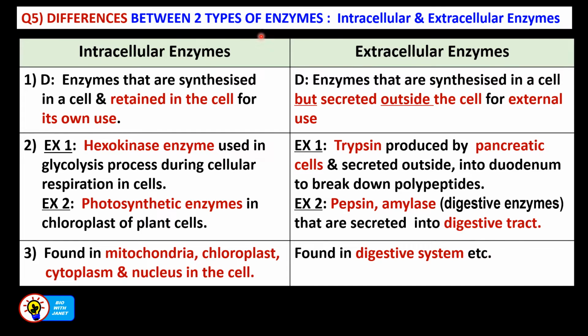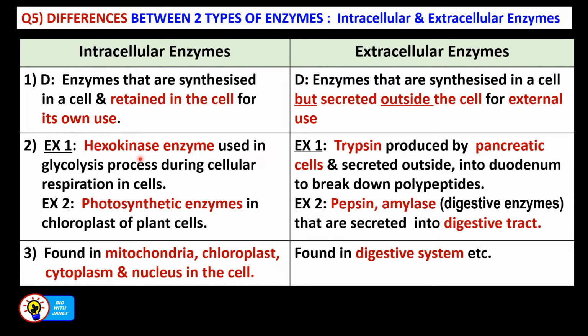Now, question 5. We must know the differences between the two types of enzymes. When we talk about the types of enzymes, there are two types, intracellular enzymes and extracellular enzymes. So what are the differences? Intracellular enzymes, the word intra means inside. So they are enzymes that are synthesized in the cell and retained in the cell for its own use.